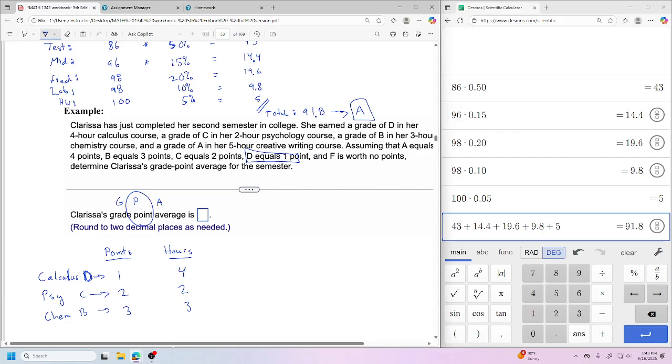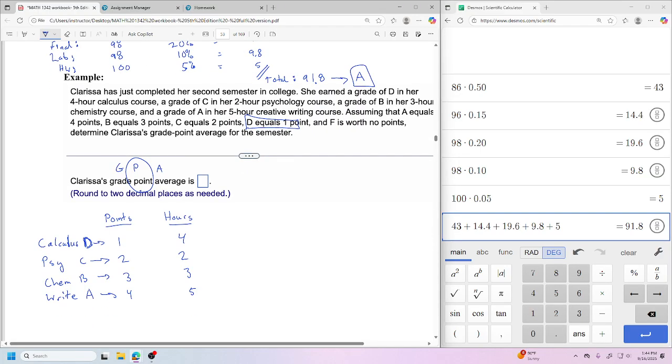And I think this is the last one. So the writing class. A is a 4. And yep, a 5-hour class. Very good. Perfect. And I think that's it. It was only the 4 classes. So what am I supposed to do with these numbers in between them? What am I doing here?